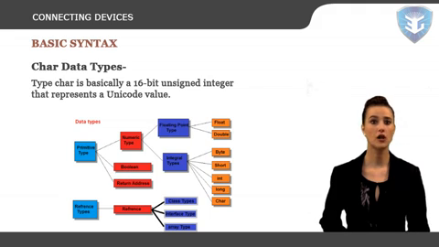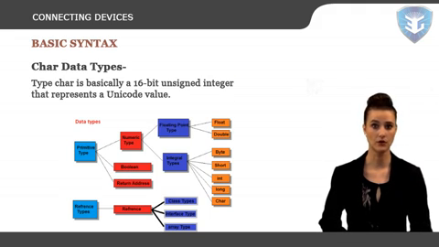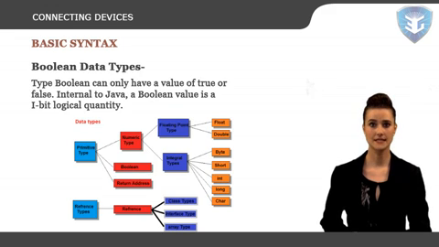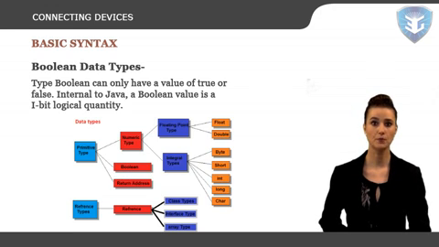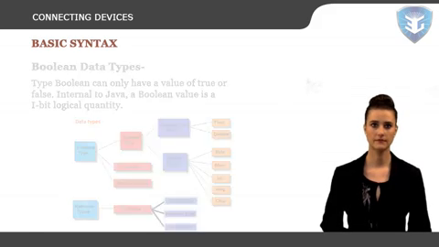Because Java stores all characters as Unicode, it can be used with virtually any written language in the world. Boolean data types. Type Boolean can only have a value of true or false. Internal to Java, a Boolean value is a 1-bit logical quantity. Boolean values are used in branching and looping statements to check the validity of the logical expression included.